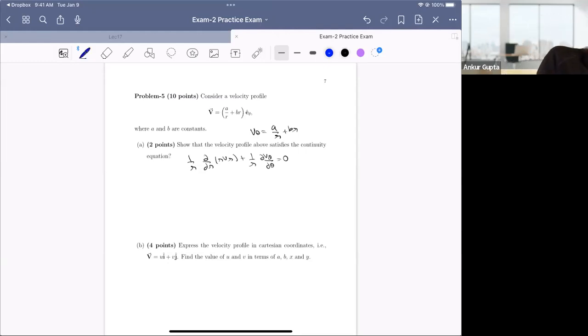Now vr is 0, so simply this goes away. V theta is not a function of theta, so this also goes away. So 0 is equal to 0. So this is pretty easy, and you can get this.